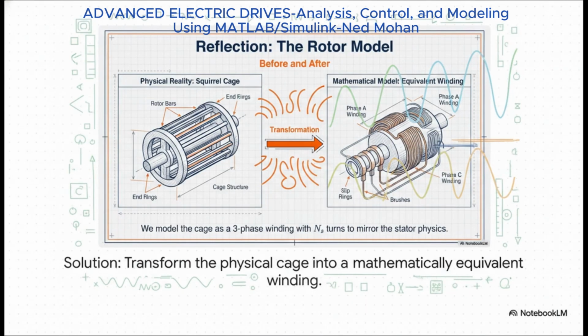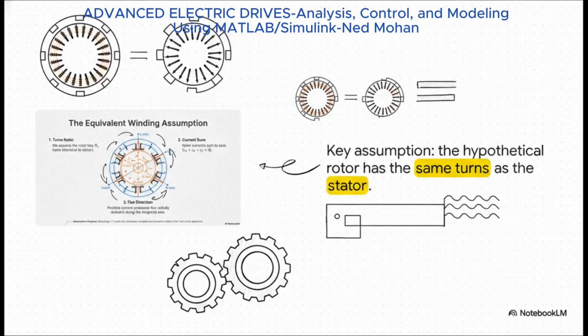The solution is actually super elegant. It's basically a mathematical trick. For the sake of our analysis, we say, okay, let's forget the physical cage for a minute. We're going to replace it with a set of hypothetical, perfectly distributed 3-phase windings, just like the stator has. And here's a critical little detail in this assumption that makes our lives so much easier down the road. We decide that this hypothetical rotor winding has the exact same number of turns as the stator. This choice of a 1-to-1 ratio gets rid of all sorts of messy transformation ratios in our final equations.